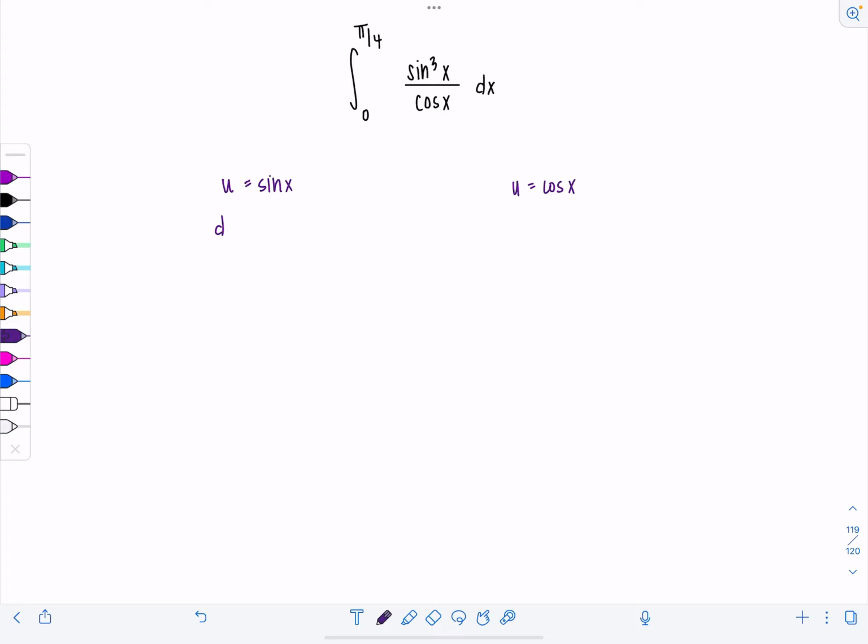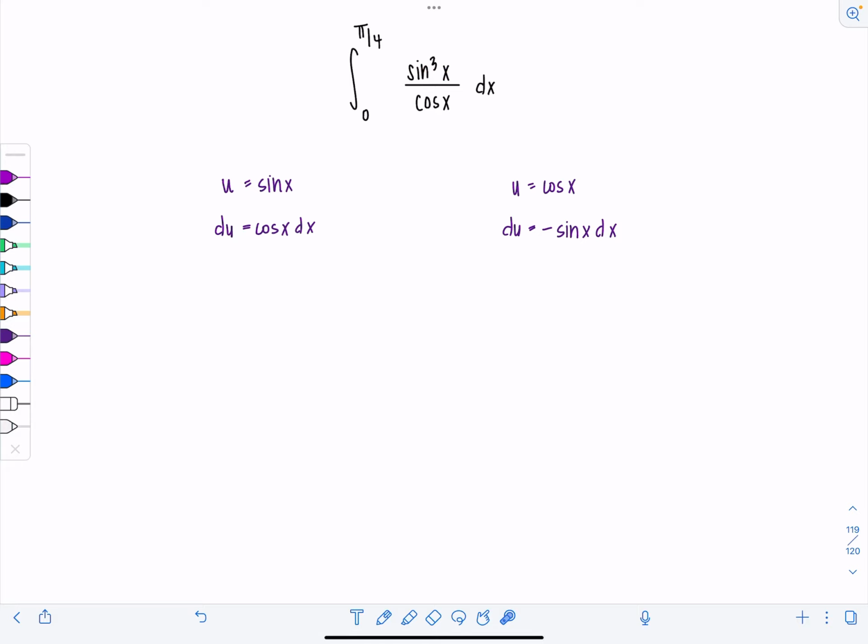So if u is sine x, then du is cosine x dx. And in the other case, if u is cosine x, then du would be negative sine x dx. Well, which one's going to work for us? At first, you might get excited looking at this cosine x dx because you see a cosine x here, but notice this cosine x is in the denominator. So that's not going to do us any good. I need a cosine x in the numerator, and I can't do it, right?